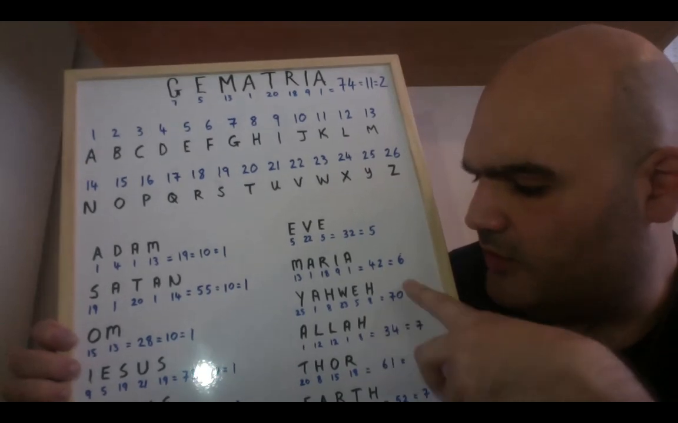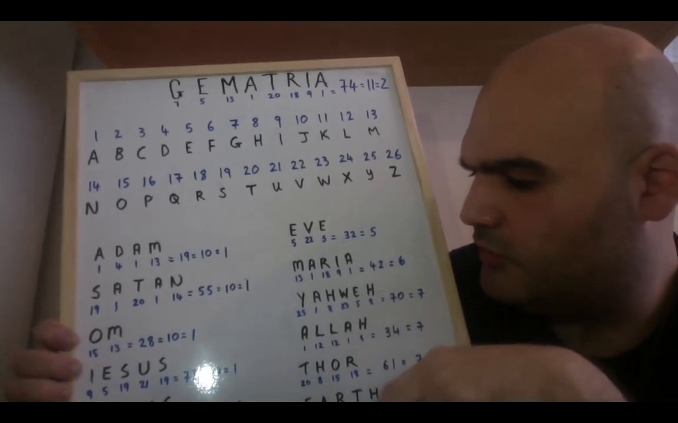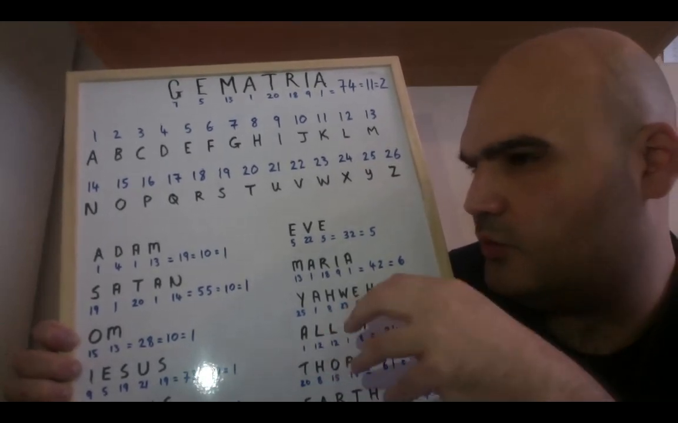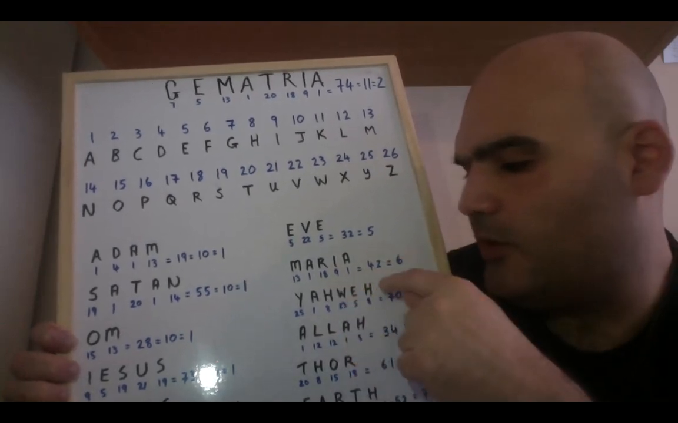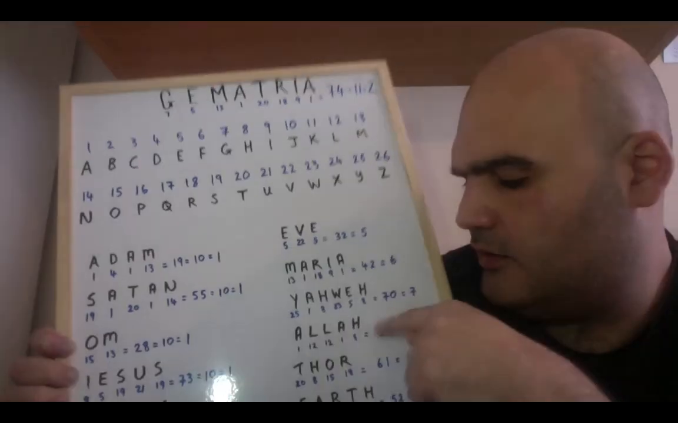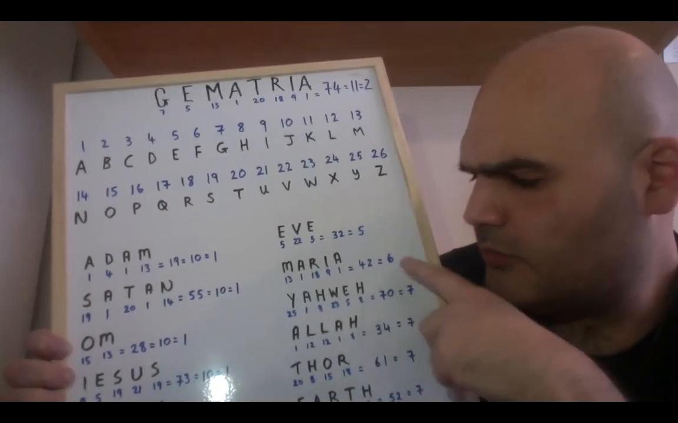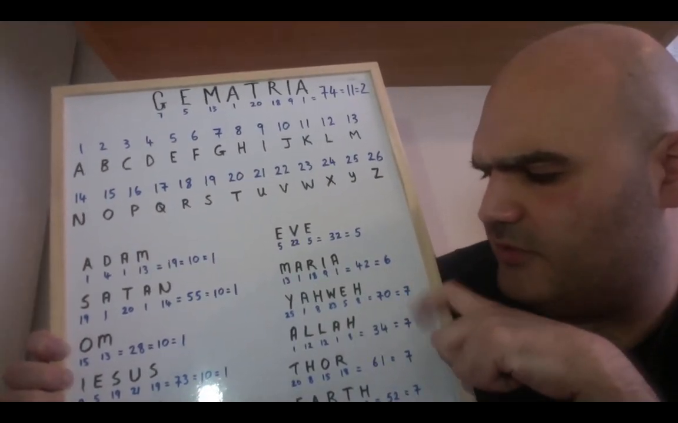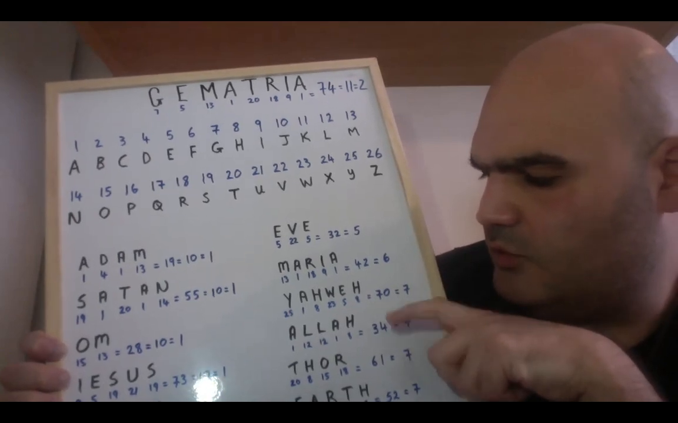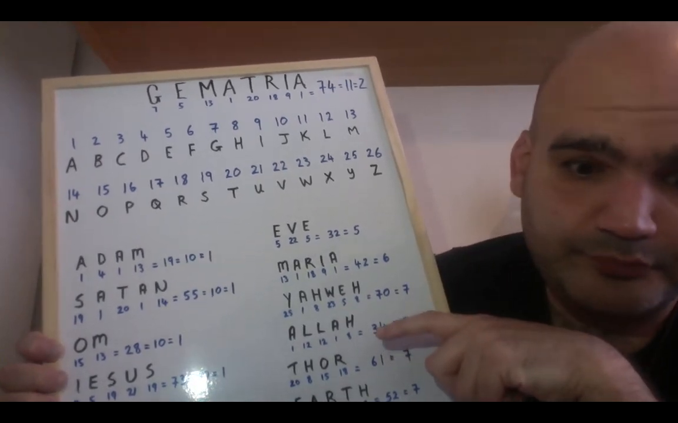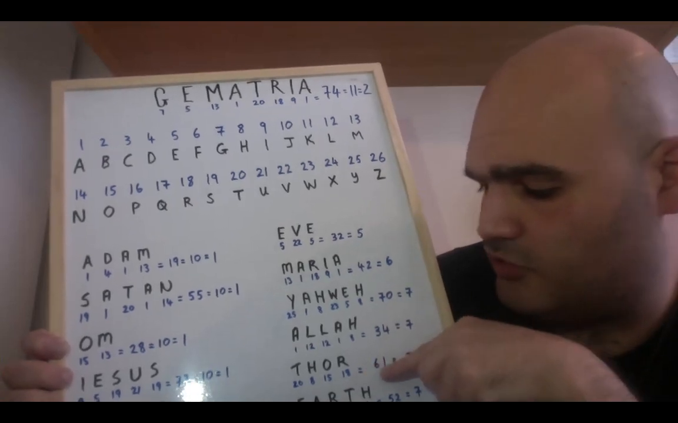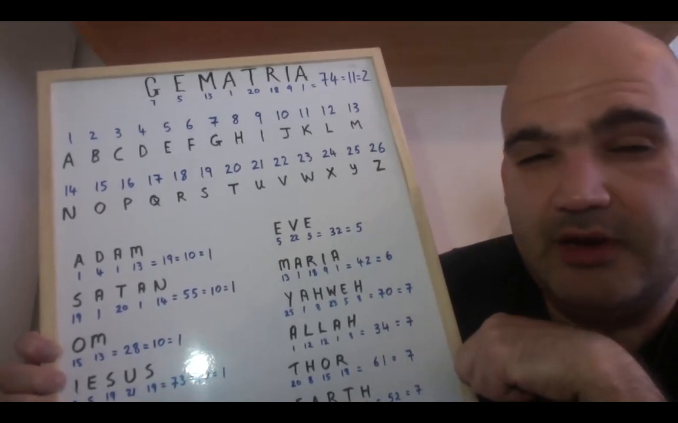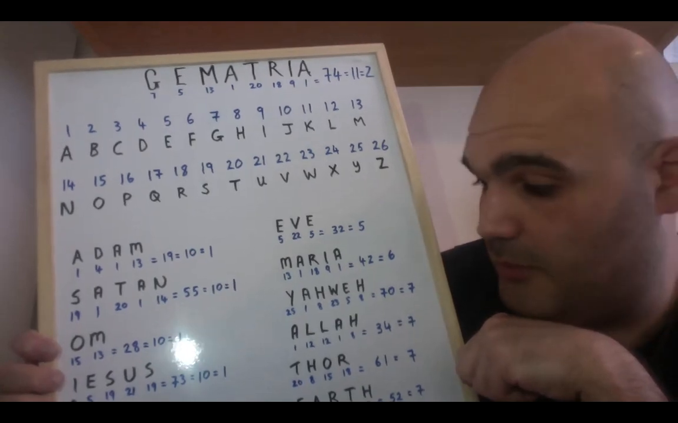Here we've got some God words. When I say God words, I mean archetypes, like we've got Yahweh, Allah, Thor. They all equal the number 7. And also Thor in English gematria is 61, and 61 is the 18th prime number.